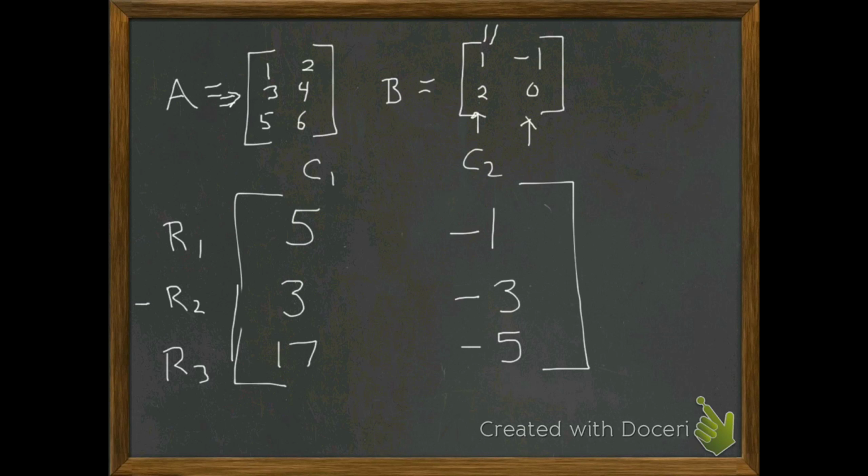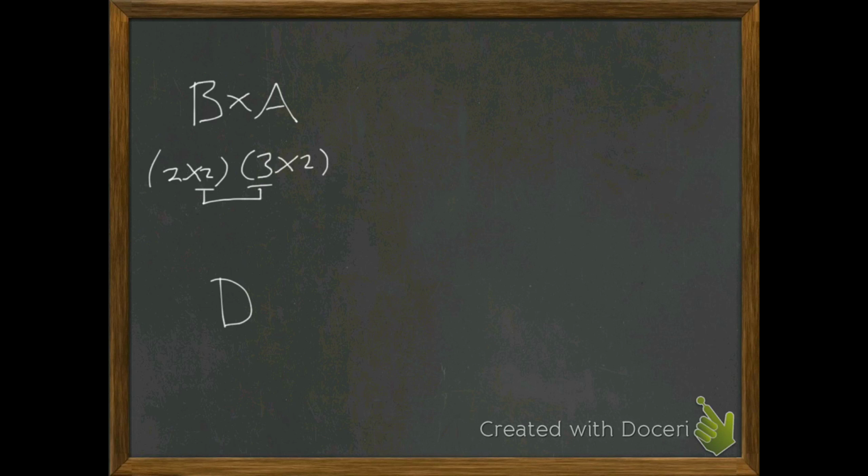Now, if we were looking at the product of B times A, remember, B was a 2 by 2, and matrix A was a 3 by 2. So notice that the inner two aren't equal, so the product, of course, does not exist.